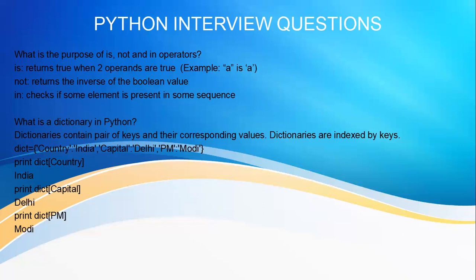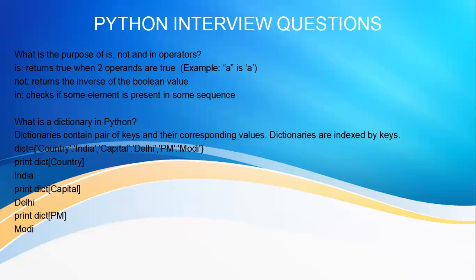And by default, it will have an even number of values, right? I mean, it's a pair. So pair means two, at least two. So it will have an even total number of values in the dictionary. So in the screen, what you see, the country is India, capital is Delhi, PM is Modi. So here, country, capital, and PM are the keys. Then India, Delhi, and Modi are the values. All right.